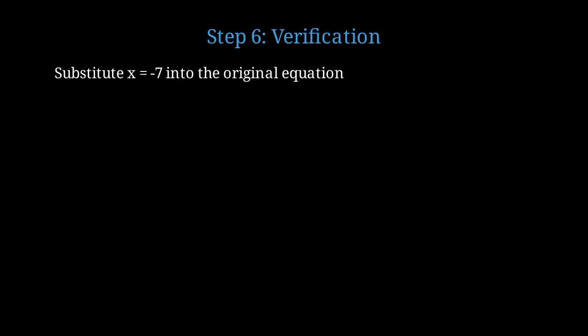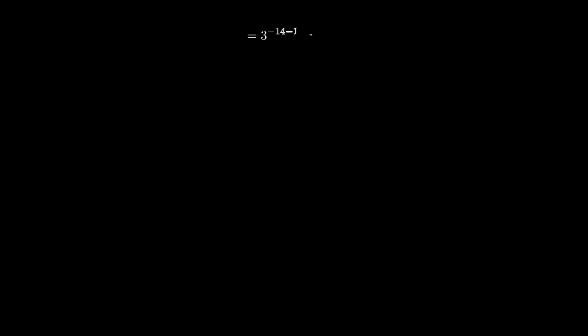Let's verify our answer by substituting x equals negative 7 back into the original equation. We'll substitute x equals negative 7 into both sides of the original equation. For the left side, we have 3 to the power of 2 times negative 7 minus 1. This equals 3 to the power of negative 14 minus 1, which is 3 to the power of negative 15.